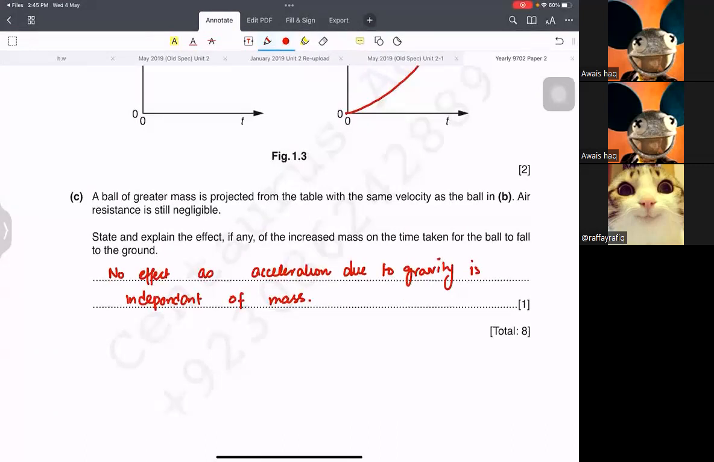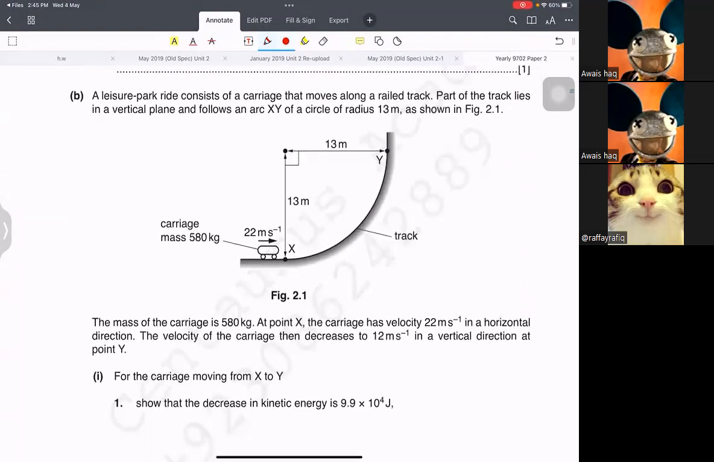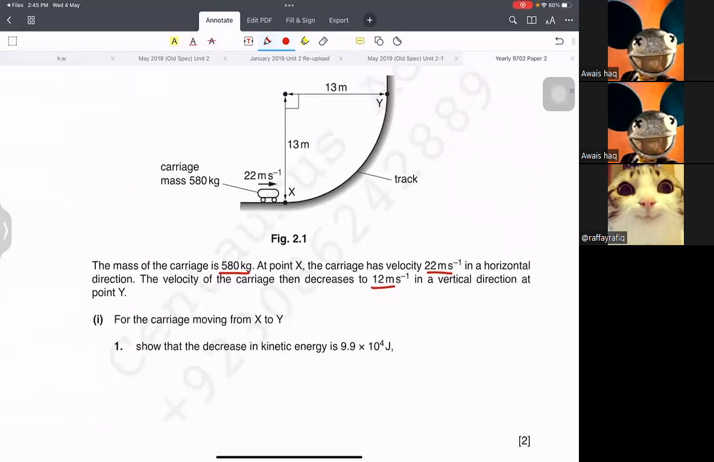So then going to this question, for work done, you just write force times displacement moved in the direction of force. So that's something. And then this one. Now, 580 kg, 13, okay. There's no other, so 22 and 12, right, fine. So at Y, it decreases to 12. So for Y, to show the decrease in kinetic energy, that's fine.